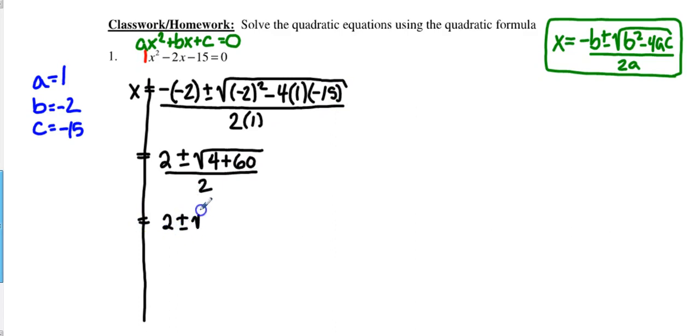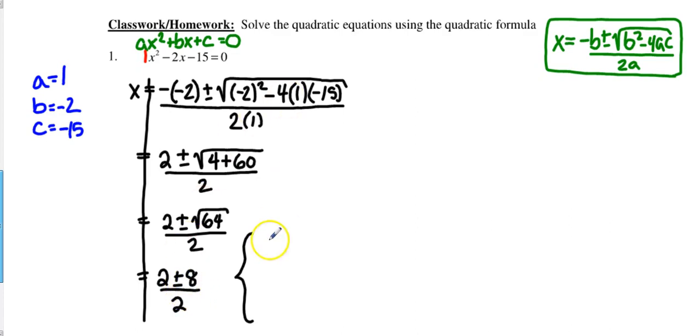This becomes 2 plus or minus 4 plus 60 is 64. And notice I'm keeping fraction, fraction, fraction. All these fractions are staying together. I know, and remember, that the square root of 64 is 8. So this is 2 plus or minus 8, all divided by 2. And now that I'm here, I can break it up. We're going to have one answer that comes from the positive and one answer that comes from the minus.